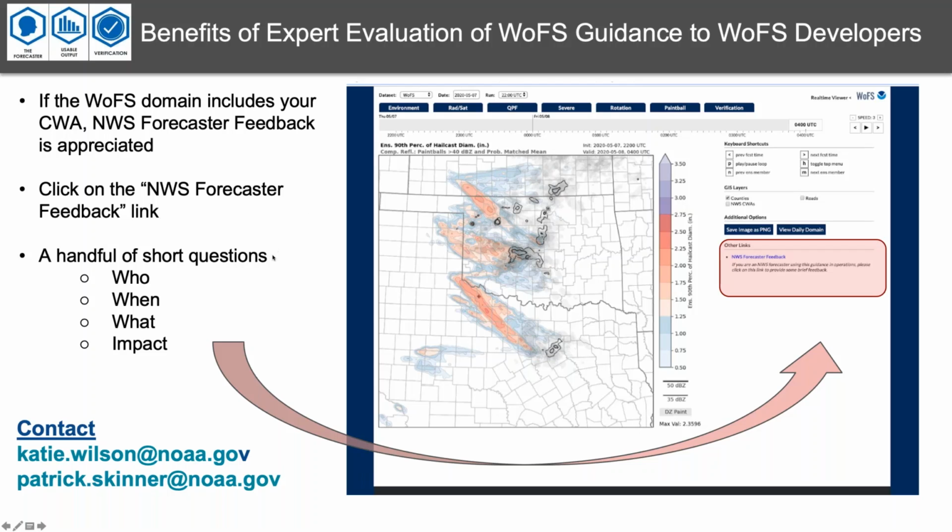It's very short, this survey. It just gets at who's looking at it, so what forecast office, when, so what event are you looking at, what did you see, what was it in the guidance that you saw, what was perhaps information that you got from the guidance that you didn't get from other models, for example, and then the impact. So were you able to integrate that information into the decision making of the forecast office? Was there any impact or application of that information? Like I said, it's super short. If you want to provide feedback, you can do so by just clicking on this link on the warn-on forecast system website. It says NWS forecaster feedback, pretty explicit, and we would love to hear from you if you are using it.